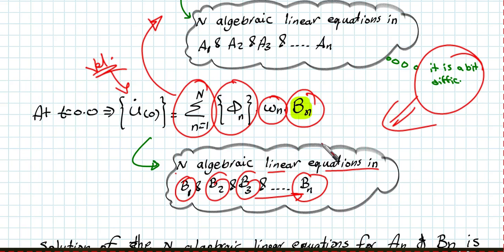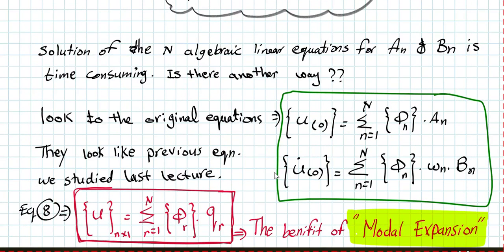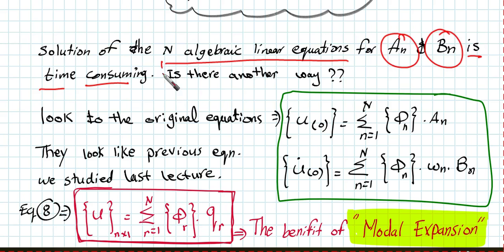Now we can think about something that we have done before, and maybe it will make our life easier regarding the computational effort here. I think we need to look deeper into the equation and think about it. The solution of the n algebraic linear equations for an and Bn is time consuming without a doubt. So let us ask this question: is there another way for us to solve it? We need to look deeper into the equations.